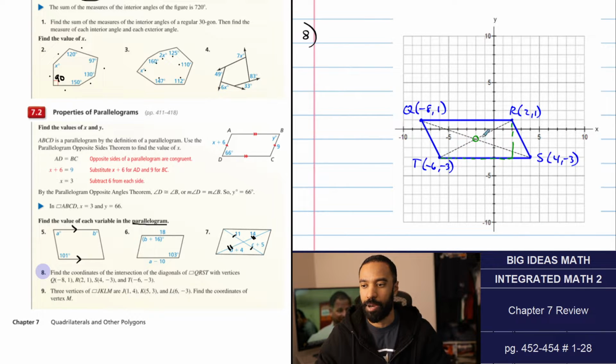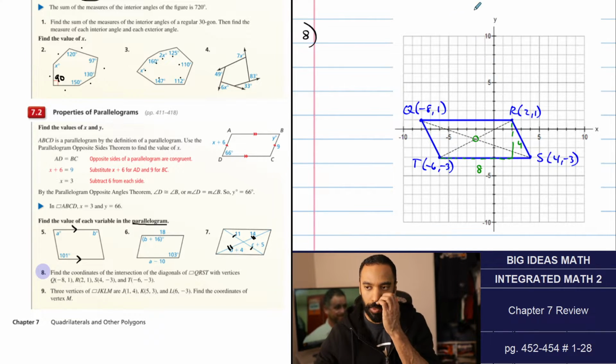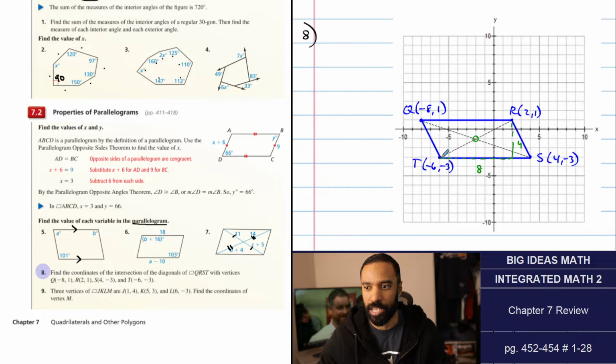But let's count from -6 over to 2. That's over 8. And from -3 to 1, that's up 4. Well, let's go half those distances. Instead of going over 8, let's go over 4. Instead of going up 4, let's go up 2. And boom, you still land yourself on that point. And that's one way of discovering what that midpoint is. Once again, the midpoint's at -2, -1.